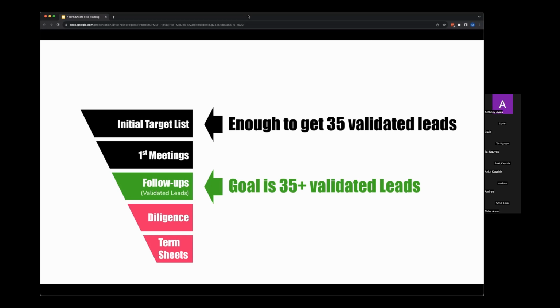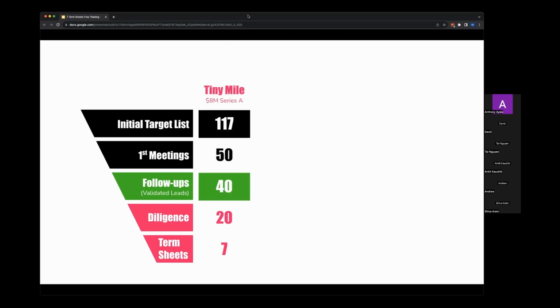And so it's about having a large enough target list so that you can get these 35 validated leads. So here's what Tiny Mile looked like. Theirs was an $8 million Series A. They had 117 on their initial target list. They had 50 first meetings, and that moved to 40 validated leads, ran diligence with 20 of them, got 7 term sheets. Now, I'll point out that the initial target list was 117. They didn't have to go through that full list because they were getting good traction with 40 plus leads.